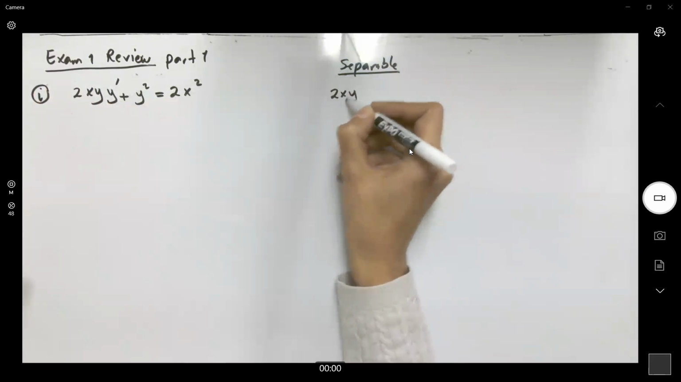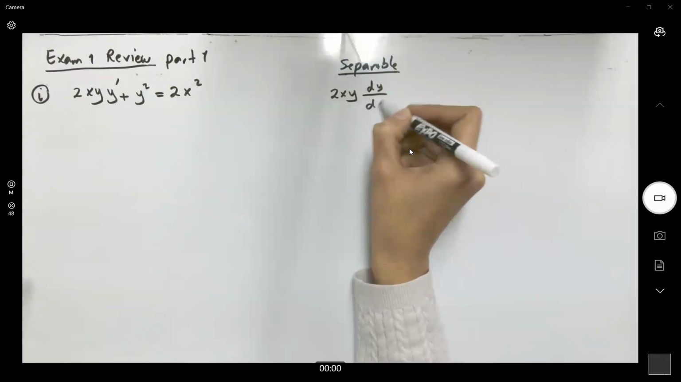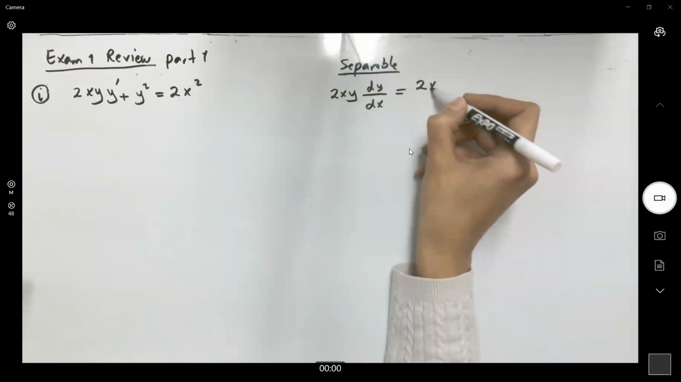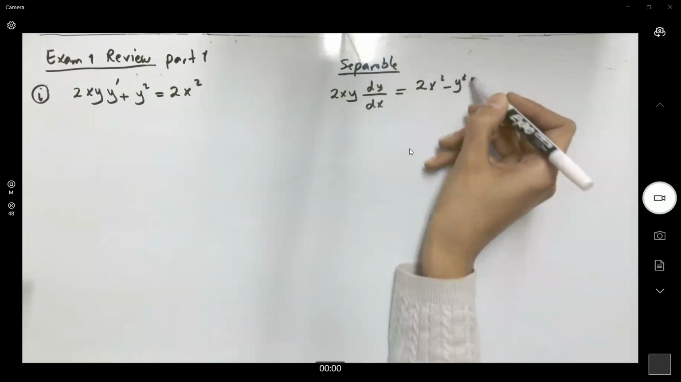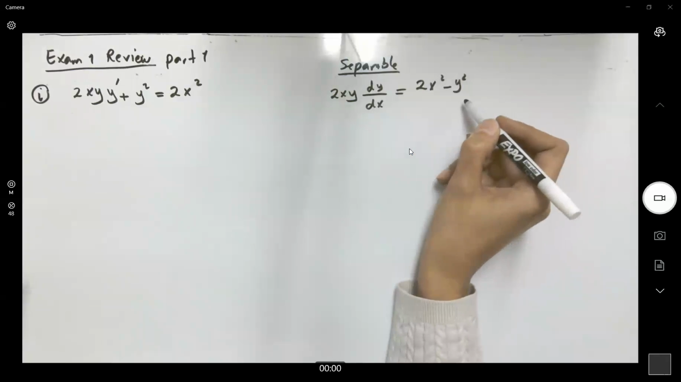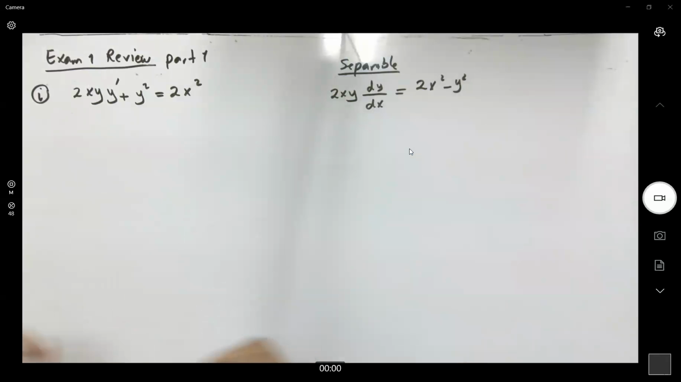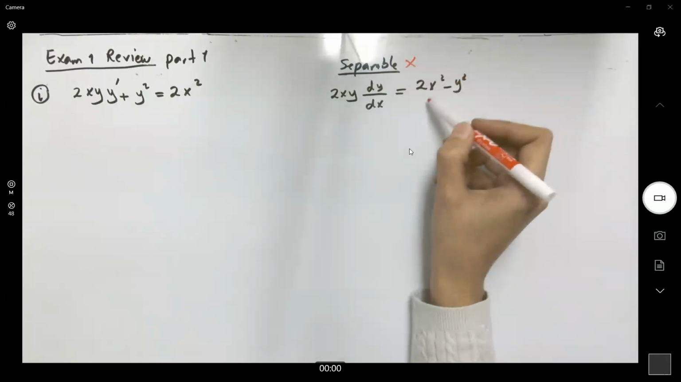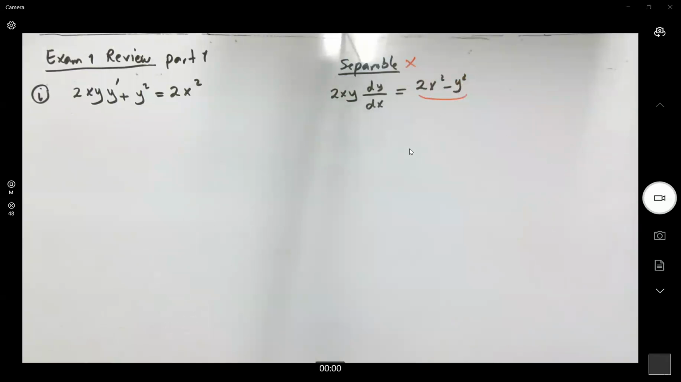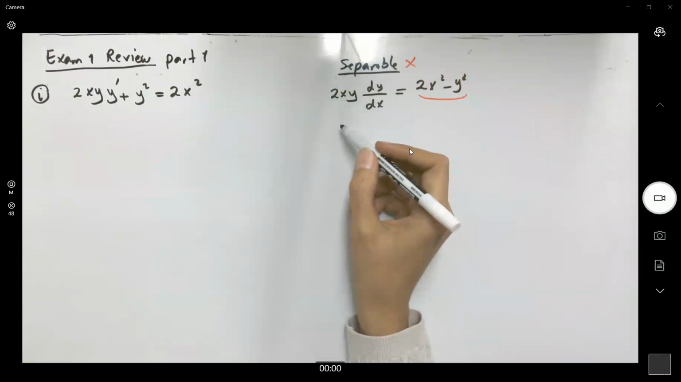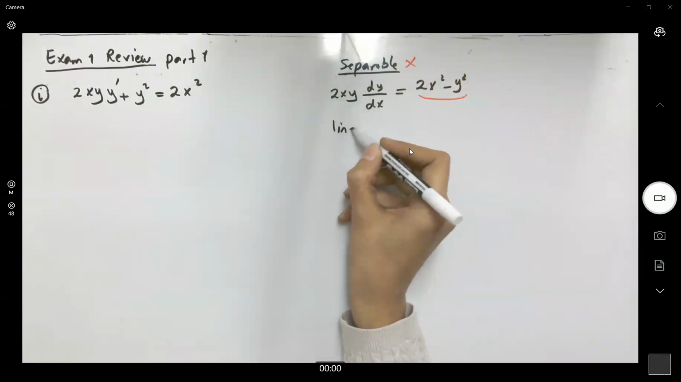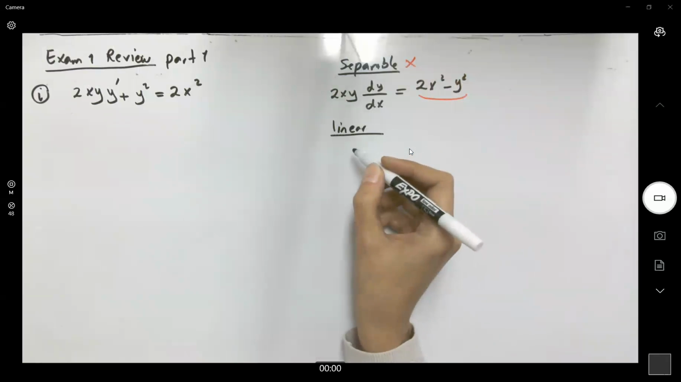You get 2xy dy/dx equals 2x squared minus y squared. There is no way we can separate these two. So because of 2x squared minus y squared, it's not separable. Is it linear? Well, to be linear, we check two cases.